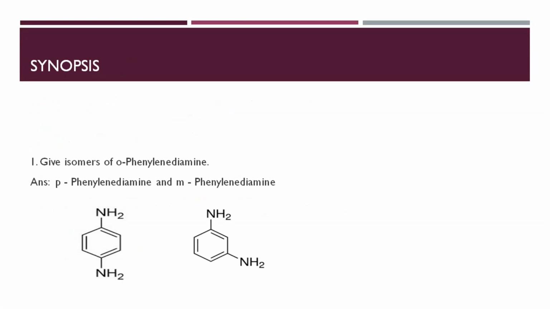You can see first is the structure of paraphenylene diamine. The second amine group is at the para position with relation to the first, that is, 1, 4. In meta, the second amine group is at position 3 with respect to the first amino group, so meta is 1, 3. And ortho, we have already seen, has two amine groups adjacent to each other, that is at 1, 2 positions. So phenylene diamine can exist in three forms: ortho, para and meta.